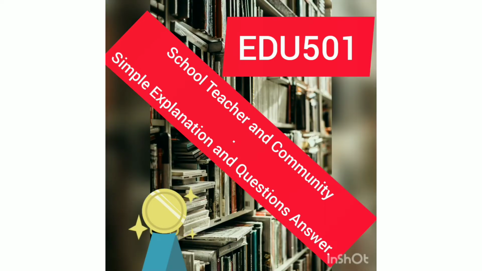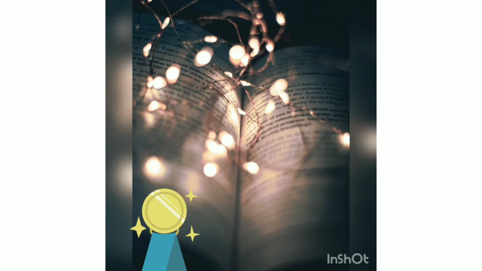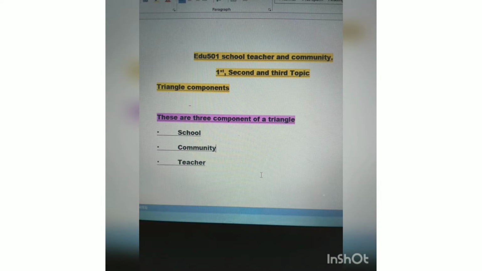In today's lesson, we will learn about school, teacher, and community. We will learn about the triangle components, as well as the relationship among school, teacher, and community. We will learn about the pillars of society, and that school is a part of the community. We will also learn about the relationship between school and home.